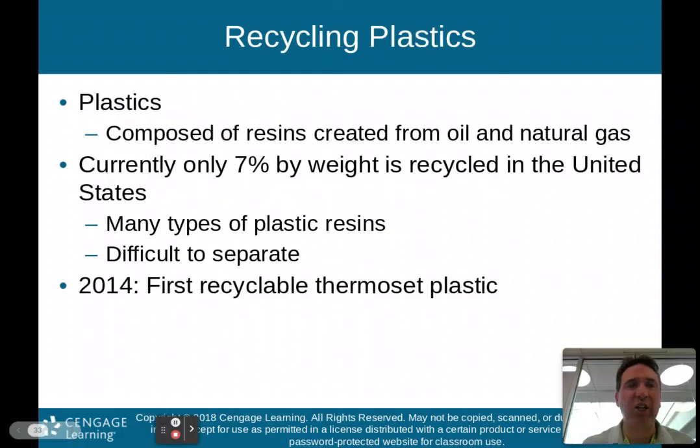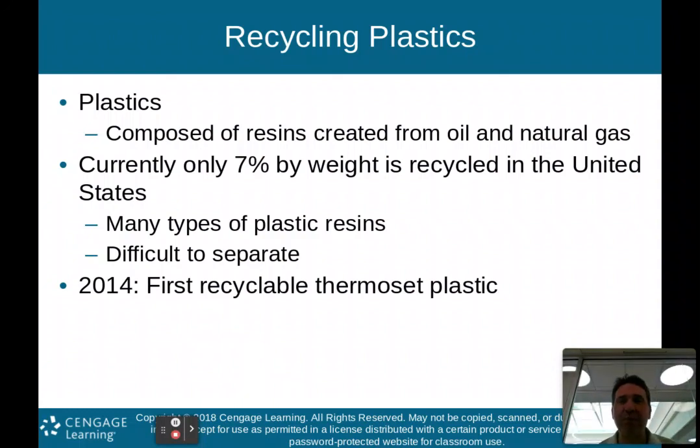Plastics, we need to recycle as well. Plastics are composed of resins created from oil and natural gas, right? Ring a bell? We don't have enough oil and natural gas, right? We don't, it's a big issue. Those are fossil fuels. That's where plastics are created.